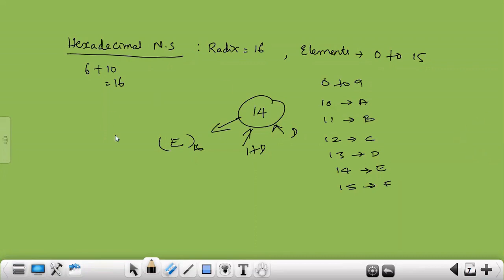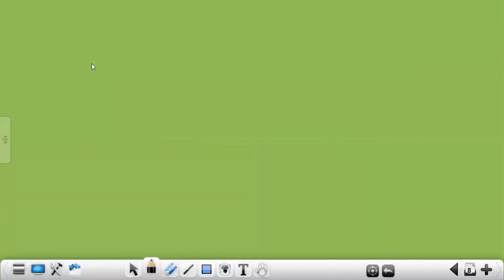In a similar fashion to what we have done in the last class, we'll try to find the decimal equivalent. Now I'll give one example: BC with base 16. What should I do? I have to write B multiplied with 16 plus C multiplied with 16, so this is 16 power 0 and this is 16 power 1.